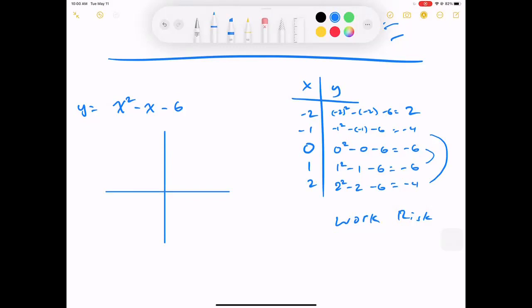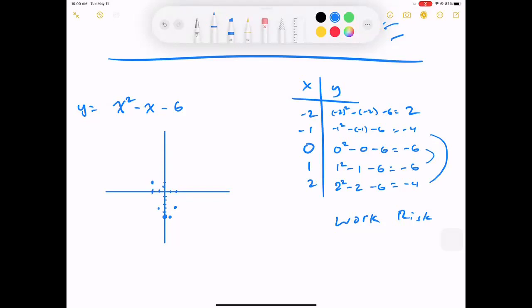Okay, here we go. So we have at 0, we're negative 6. 1, 2, 3, 4, 5, 6. That's negative 6. At positive 1, we are at negative 6 also. At positive 2, we are at negative 4. 1, 2, 3, 4. That's like right here. At negative 1, on the other side, probably a little too far away, we are at negative 4 also. And at negative 2, we are at positive 2. Wow.